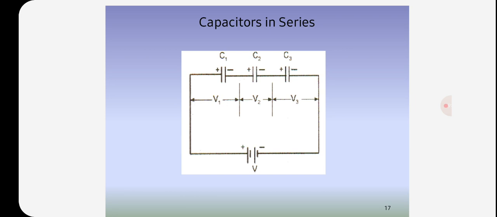So here in series capacitors, each capacitor has individual voltages. For the first capacitor, the voltage is V1. For the second capacitor, the voltage is V2. For the third capacitor, the voltage is V3. The battery will be connected to the series of the capacitors.